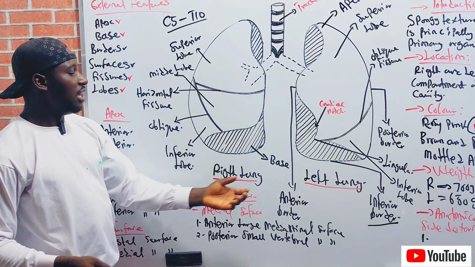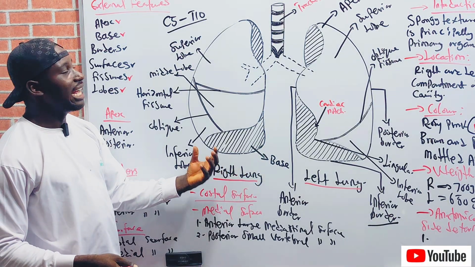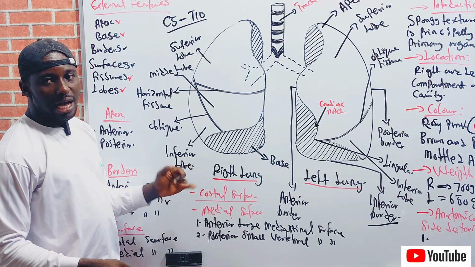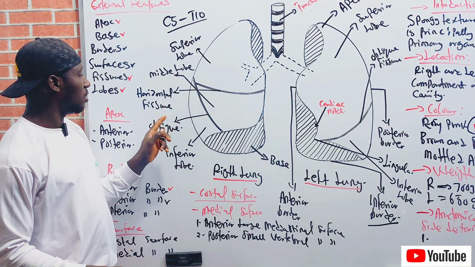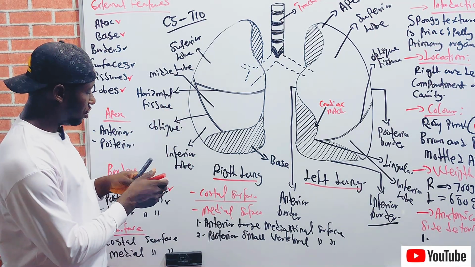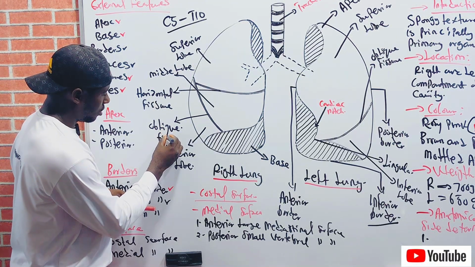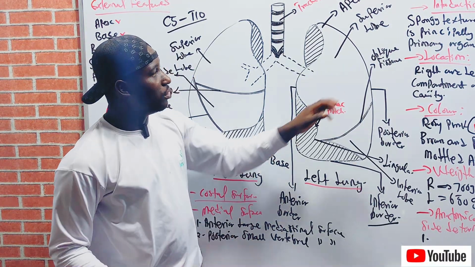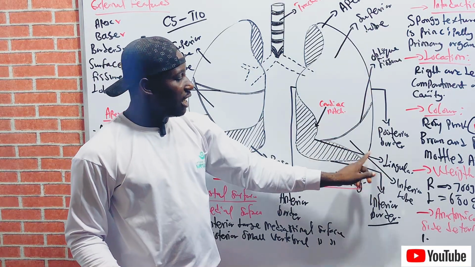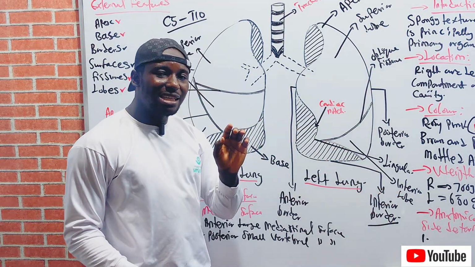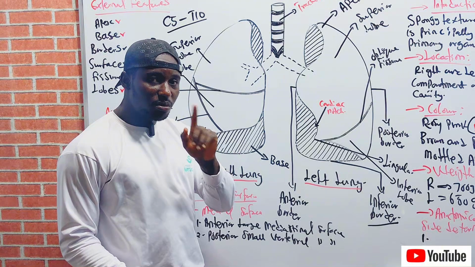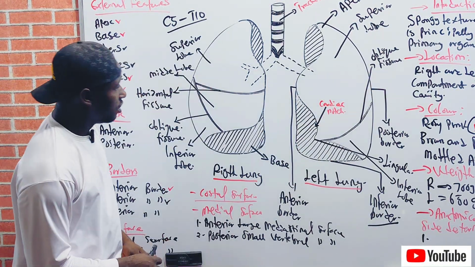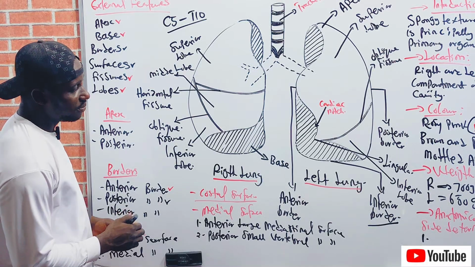You get. The right lung has three lobes: superior lobe, middle lobe, and inferior lobe, and two fissures: horizontal fissure and what? An oblique fissure. While the left lung has two lobes, the superior lobe and the inferior lobe. It has one fissure, which is the what? Oblique fissure. So that is all about it.